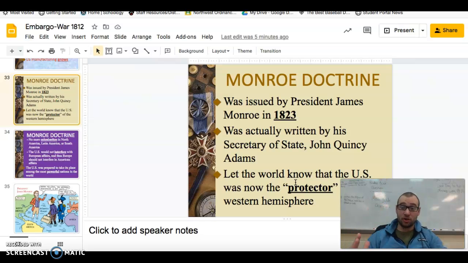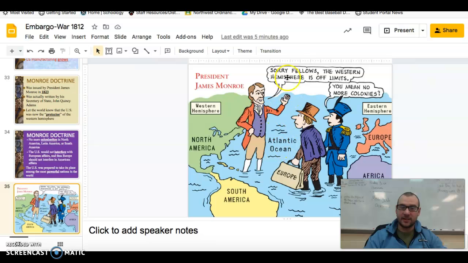Basically, we cut the Atlantic Ocean in half and said, this is our side, don't worry about us, and we're not going to worry about you on your side there, the right side of the ocean, the east side, the European side, as you can see here. Right. Sorry, fellows, this Western Hemisphere is off limits. You mean no more colonies? Nope, sorry, we're cutting off the Atlantic Ocean, sending everyone back.